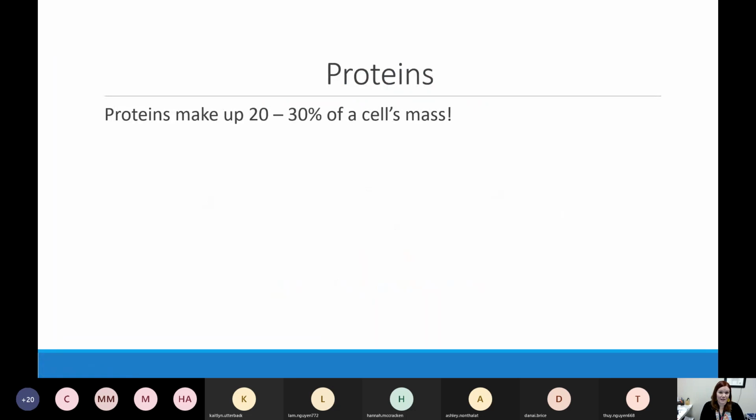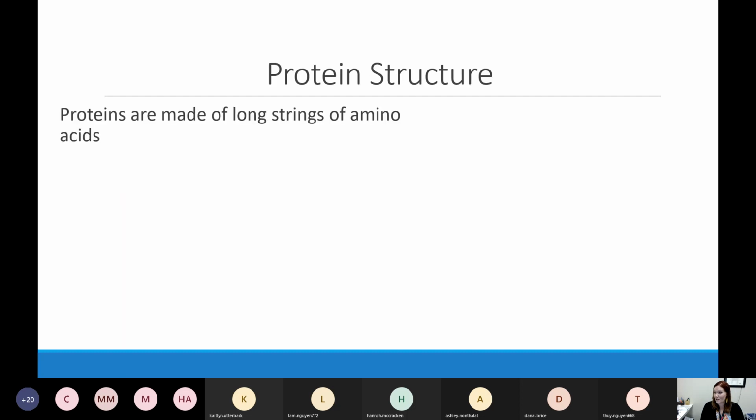When we talk about proteins, proteins make up a lot of the space inside your cells, something like 20 to 30% of your cells. So proteins are found in a variety of places. I'm going to breeze through a little bit of this because I want to mention here, when we talk about proteins, the monomers or the small pieces that I build them out of are amino acids.